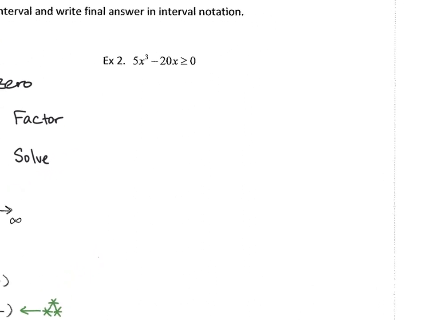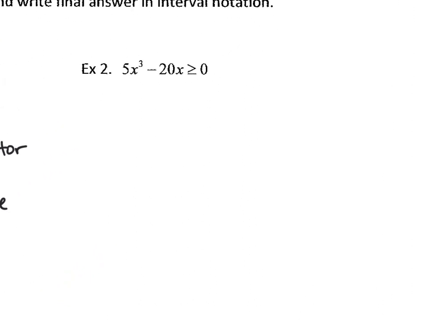Okay, if we're doing this one, first of all, it already says 0, so we're good. So we're going to treat it like it's an equation and just change that greater than or equal to sign to an equal sign. But we're going to keep in mind that for this one, we want things that are above the x-axis. Okay, we want things that are above or positive this time.